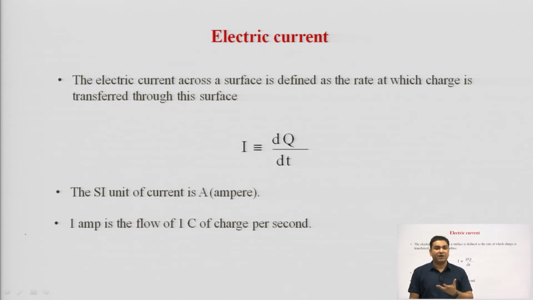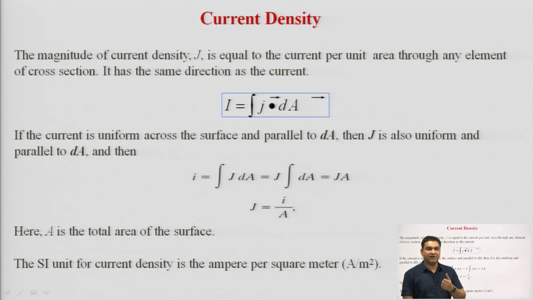This is the theory of electric current, because as the charge is moving, the current is produced, and this is given in the form I is equal to dq upon dt, and the SI unit of the current is ampere. 1 ampere is the flow of 1 coulomb of charge per second. This is the current density: the magnitude of current density J is equal to the current per unit area through any element of cross section.